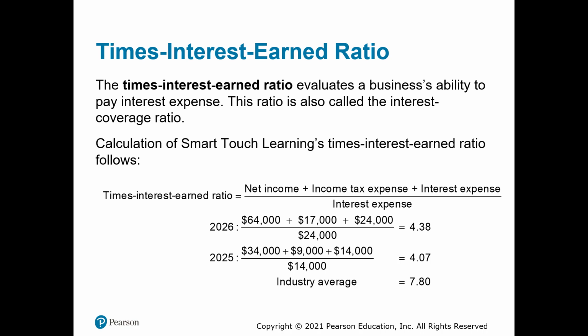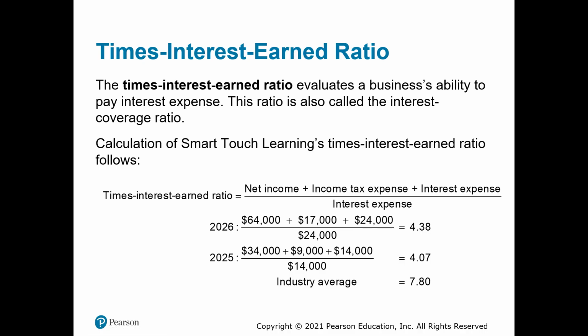And to figure out what you actually have to work with to pay your interest, you would have to go to the point before you paid your interest. So for us, we would take our $64,000 of income, add back in our income tax expense, and add back in our interest expense. Give us that total on the top. I think the total is up to $105,000. And then divide it by your interest expense, $24,000. That comes out to 4.38.